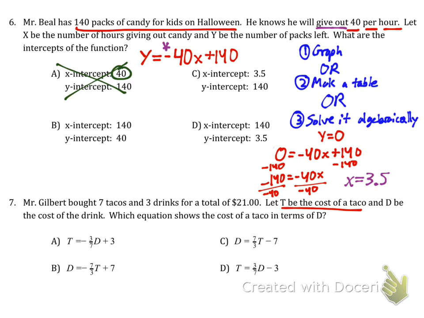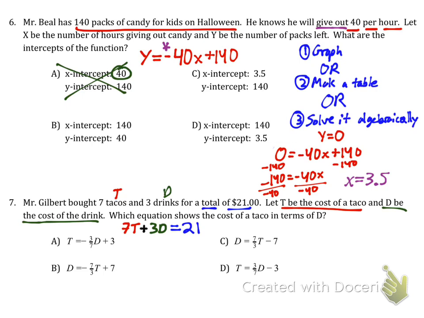All right, so on to number 7. Let t be the cost of a taco. Mr. Gilbert bought 7 tacos and 3 drinks for a total of $21. Since t is the cost of the taco, and d is the cost of the drink, we need to write an equation to show the cost of the taco in terms of d. T is taco, so 7 times t is the cost of the tacos, and 3 drinks, 3 times d, those have to add up to a total of 21. So 7t plus 3d equals 21.